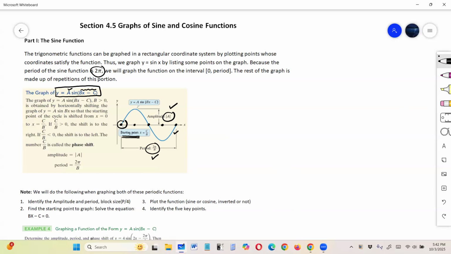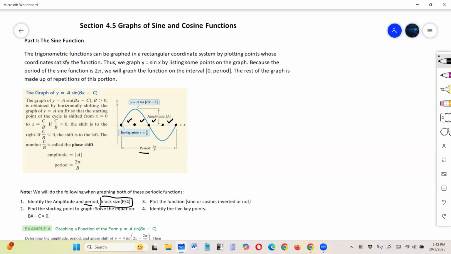Now, what is this block size? Take a look at the graph again. There are 1, 2, 3, 4, 5 key points. These 5 key points split the whole sine or cosine function into 1, 2, 3, 4 blocks. So each of these blocks is 1/4 of the whole period.